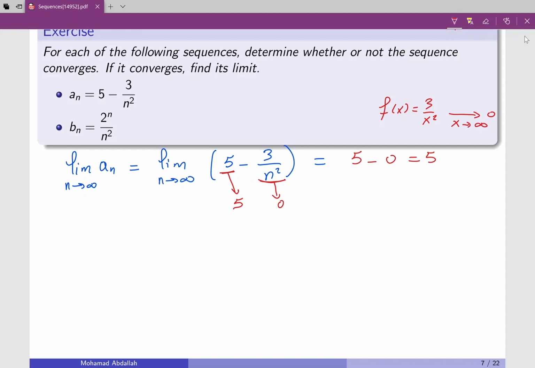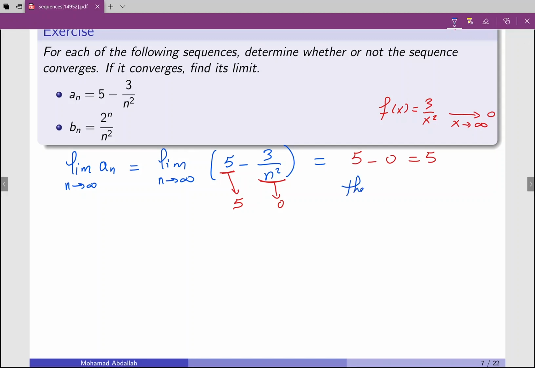This means that the sequence a_n converges, and it converges to 5: the limit of a_n when n goes to infinity is equal to 5. So that means when n gets really large, the values of the sequence will be very close to 5. So this is the first example. Now for the second example, I want to find the limit of b_n when n approaches infinity. Before writing this, let's take a look here.